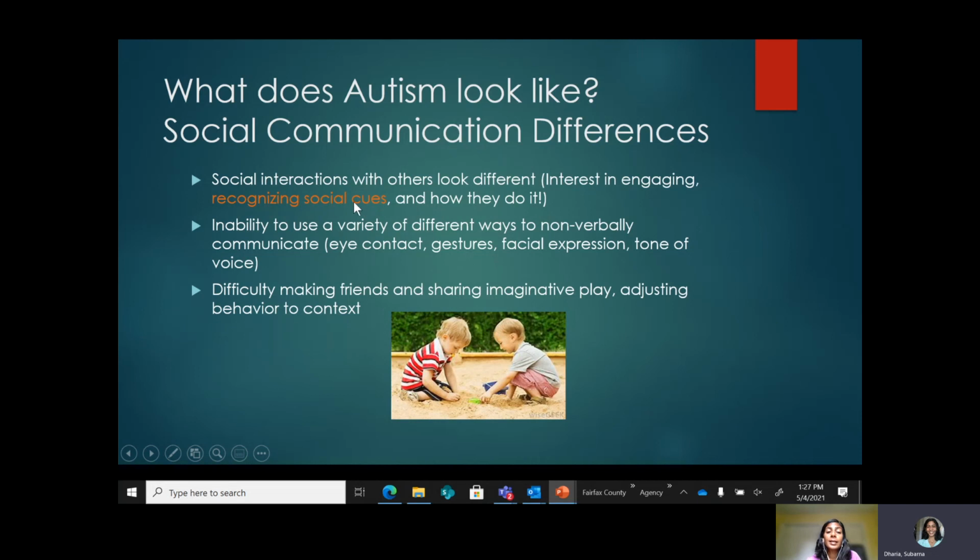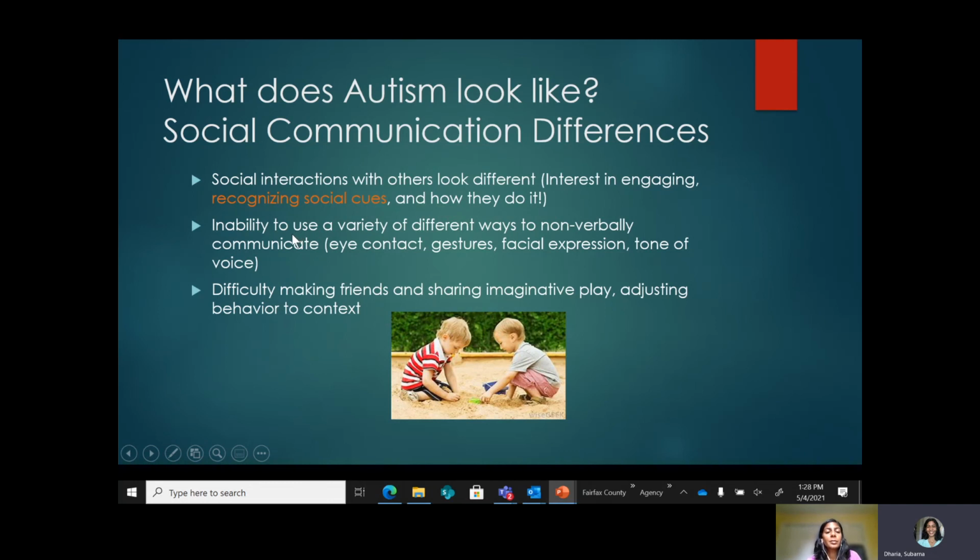But in essence, we have different social norms for every culture and every area in which we live, and it's based on what the adults are doing around us. So by watching and attending to those adults, children just naturally pick up how to behave in different social situations, when to use different voices in different areas, and just what to do in different situations. So the interest may or may not be as strong in some children with autism, but the way in which they're trying to engage with others might look a little bit atypical or different.